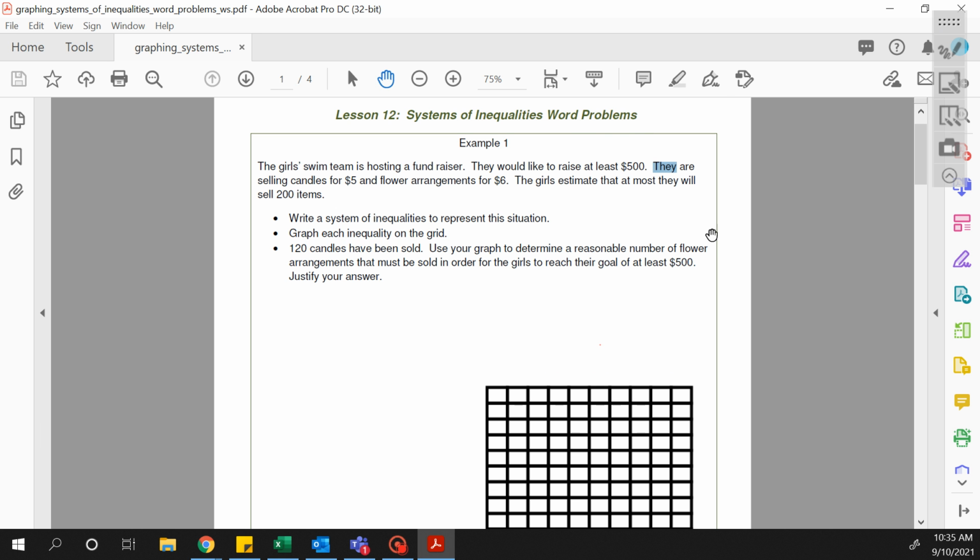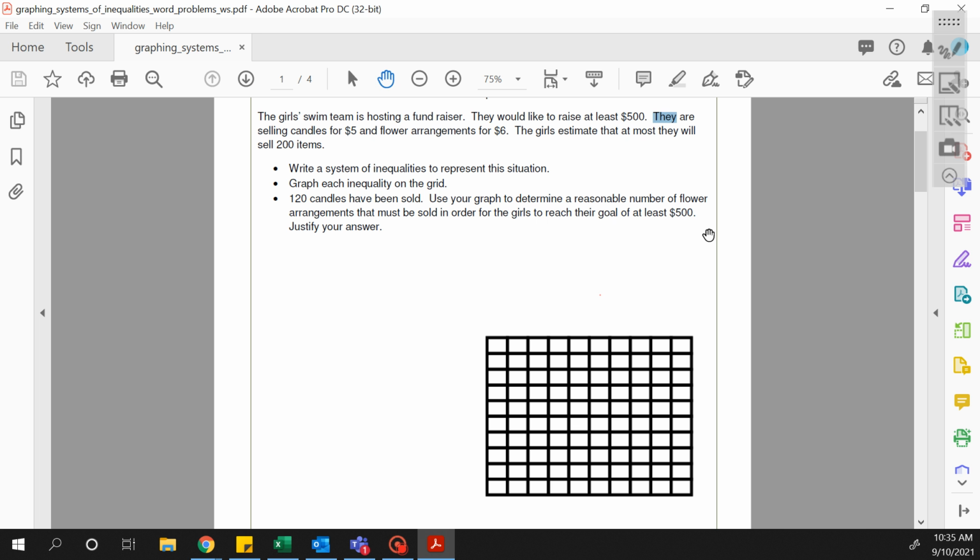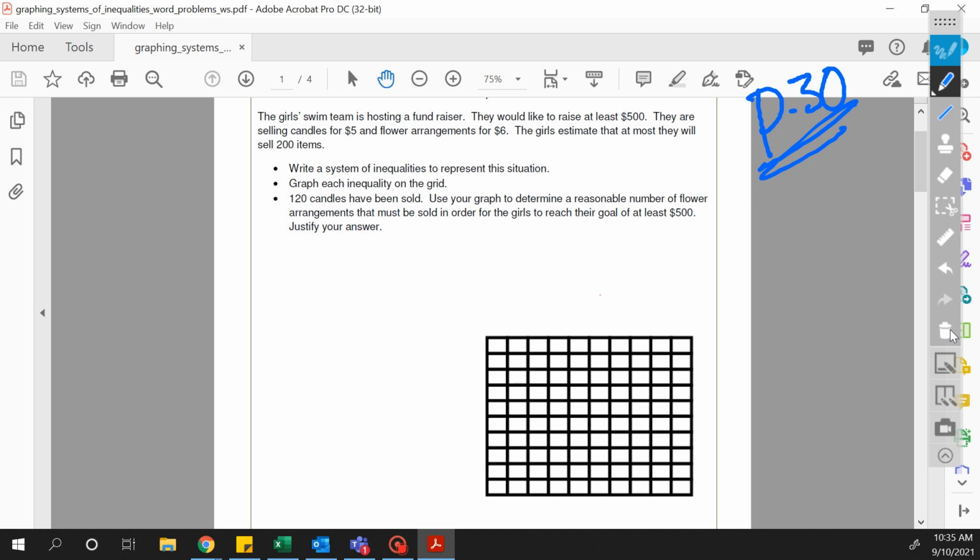The first problem says the girls swim team is hosting a fundraiser. They would like to raise at least $500. They are selling candles for $5 and flower arrangements for $6. The girls estimate that at most they will sell 200 items. Write a system of inequalities, graph each inequality on the grid, and then we've got some little questions we're going to answer having to do with the inequality.